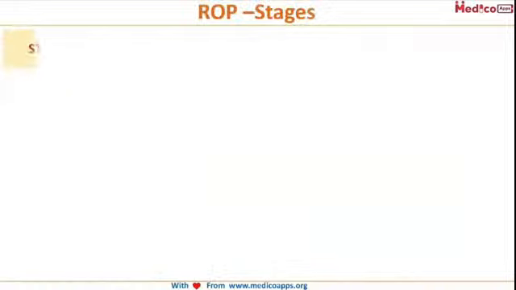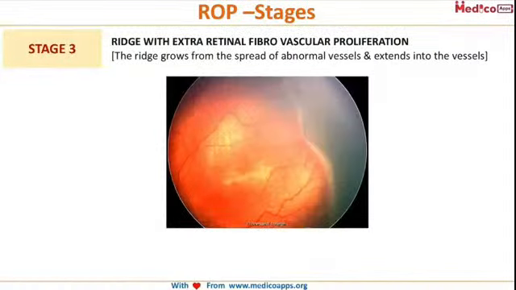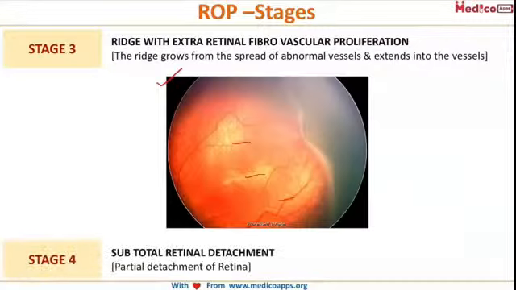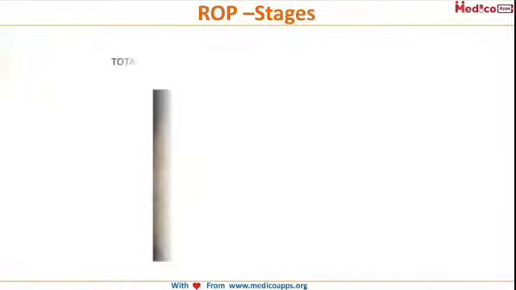And this is followed by extraretinal fibrovascular proliferation. That is stage 3. That is, the ridge grows from the spread of abnormal vessels and extends into the vitreous. As you can see in this picture, the fundus is highly vascularized. You can see so many new blood vessels all over here. That is about stage 3. Now, when there is fibrosis, we have seen that there occurs retinal detachment. However, this is a partial retinal detachment in stage 4, and when this becomes a complete total retinal detachment, you call it stage 5.